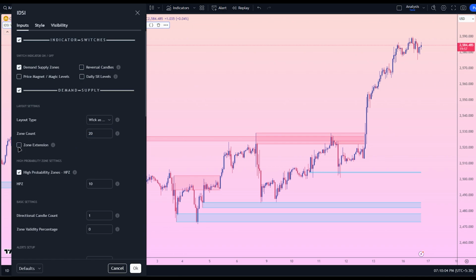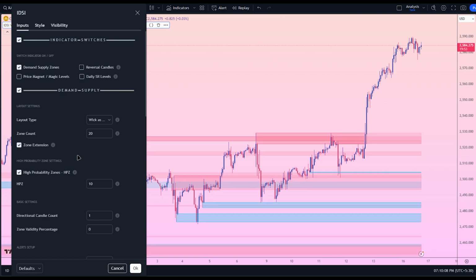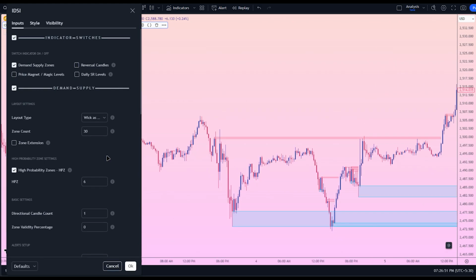The final setting is zone extension. By selecting this, the indicator will extend previously breached demand and supply zones, allowing you to see price levels from the past where the market reacted. This gives you a clearer picture of past price action and potential future reactions.